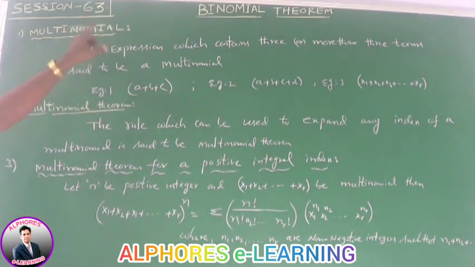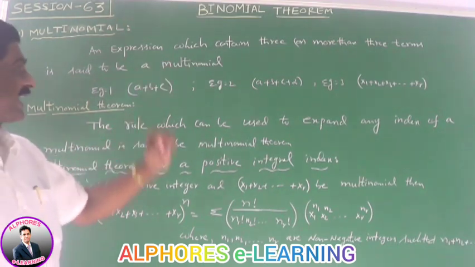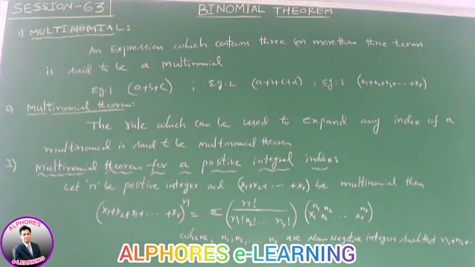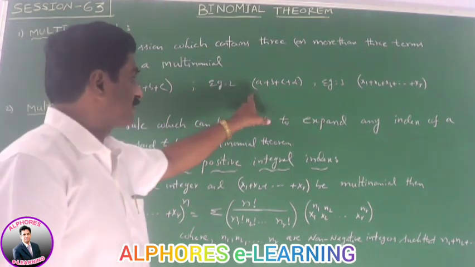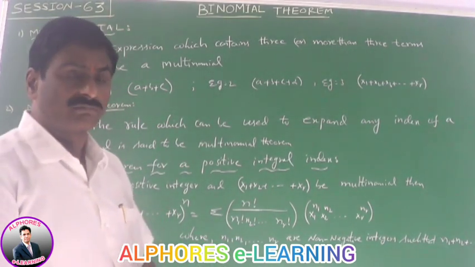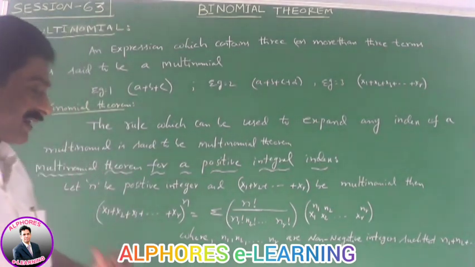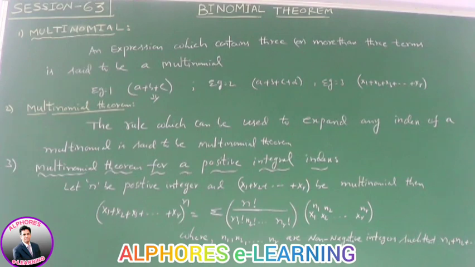First, multinomial: an expression which contains three or more than three terms is said to be a multinomial. Example 1, a plus b plus c. Example 2, a plus b plus c plus d. Example 3, x1 plus x2 plus x3 plus so on x suffix r. All of these are multinomials. In the particular case, if the multinomial contains only three terms, it is said to be trinomial.